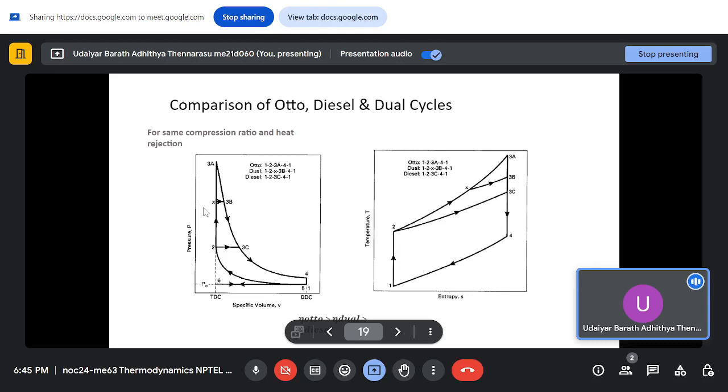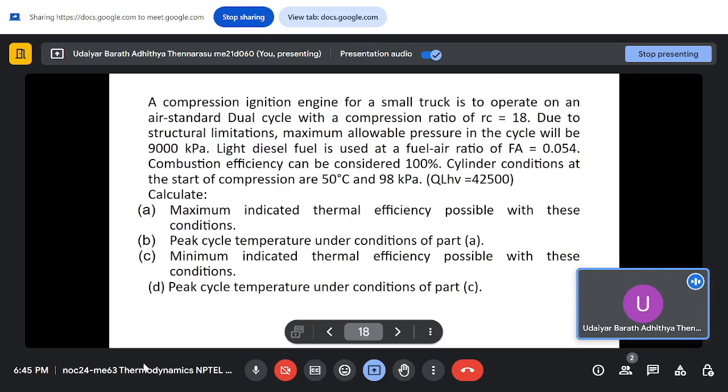If you see 1, 2, 3a, 4, that is your Otto cycle. So first isentropic, then isochoric, then isentropic, and then isochoric. That is your Otto cycle. And then from 1 to 2, if you do an isobaric process, 2 to 3c, and then come back by an isentropic process, that is your diesel cycle. This mixture of both Otto and diesel is your dual cycle.